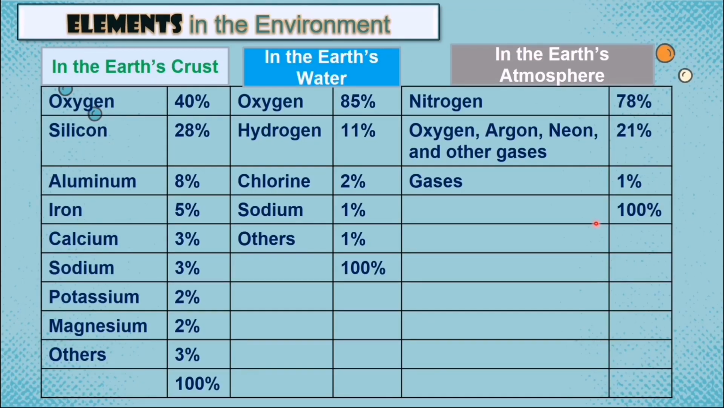These are the elements that can be found in our environment, in the Earth's crust, in the Earth's water, and in the Earth's atmosphere. So look at here in the chart. What have you observed? In the Earth's crust, the biggest is oxygen, 40%. In the water, oxygen again, 85%. And in the atmosphere, there is 78% nitrogen. But oxygen is 21%. So, as you can see, class, the biggest overall is oxygen.